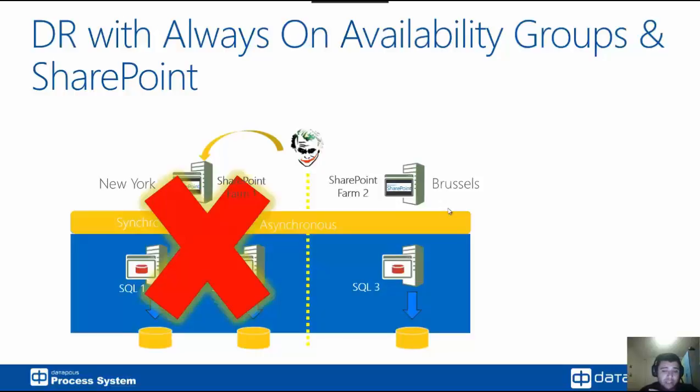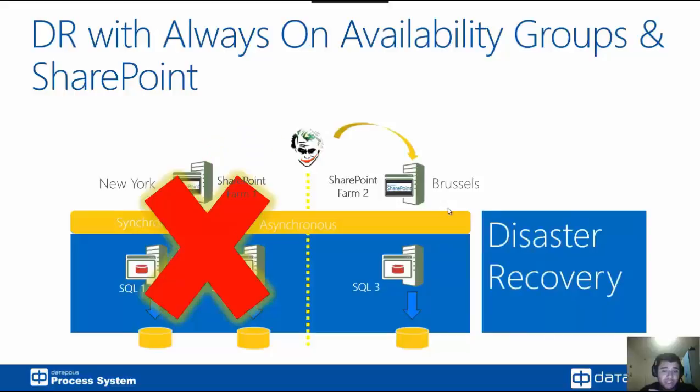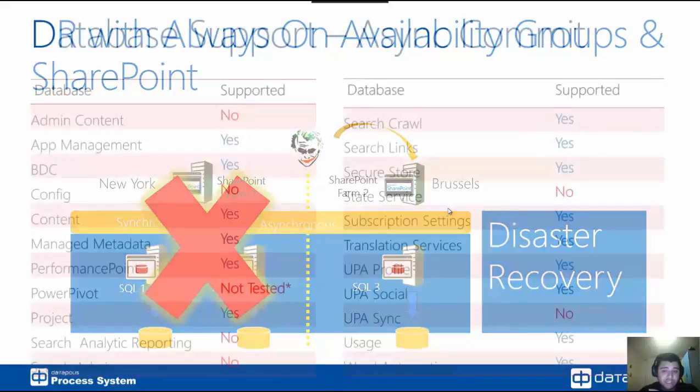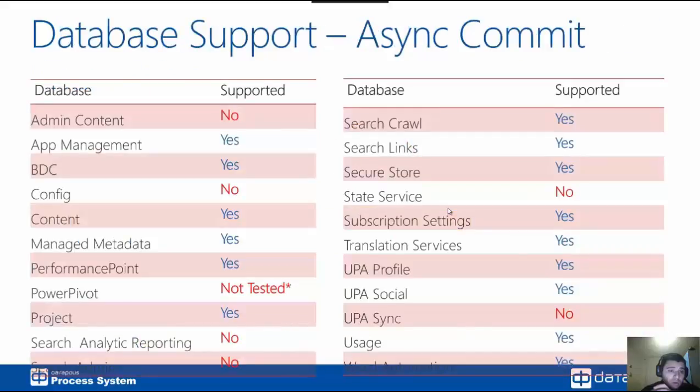The admin content is not supported. The config database is not supported. The Power Pivot, not tested. User profile, no. State service, no. Search analytics, search admin, no. As you can see, many of these databases are not supported when switching from one data center to another data center. Please be careful before promising the business that Always On across different data centers will help you a lot. You should know what it can do and what it can't do.